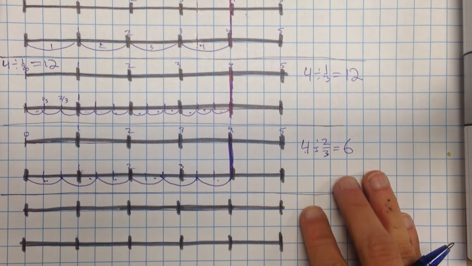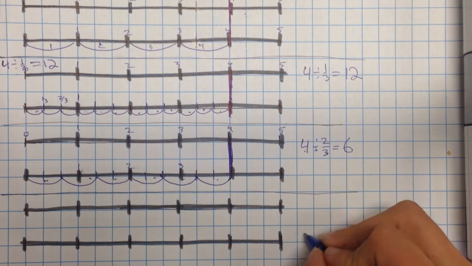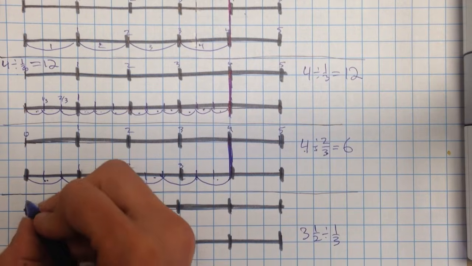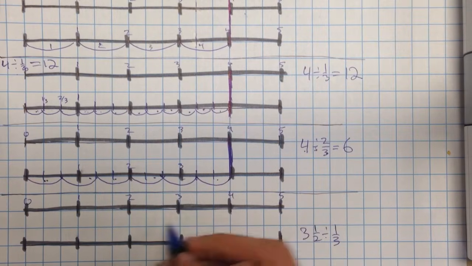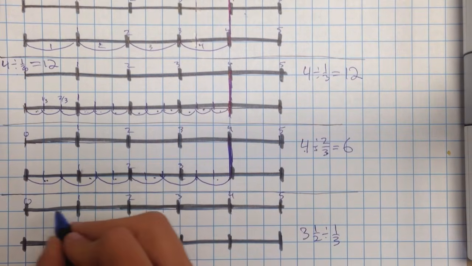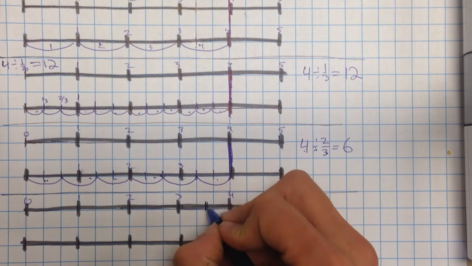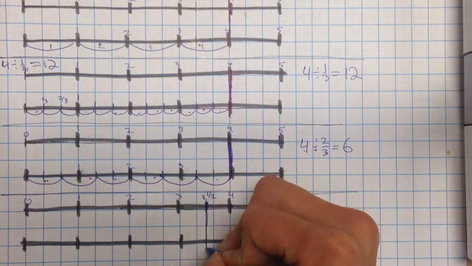We'll do one more problem, and for this one, let's do 3.5 divided by 1/3. I'm going to take my top line. That's my first number that I'm starting with. Even when I went to 5, I never actually went there because all my numbers were less than 5. So I'm going to count 3.5 over. There's no tick mark there, so I'm going to guess that's about right there. That's about 3.5. I'm going to draw a line going all the way down through my other number line too.